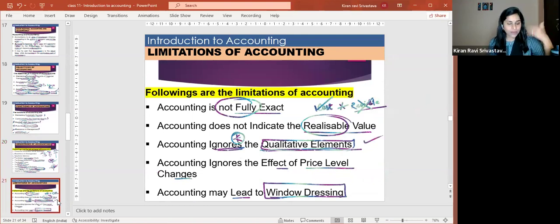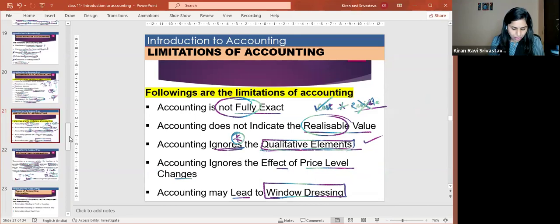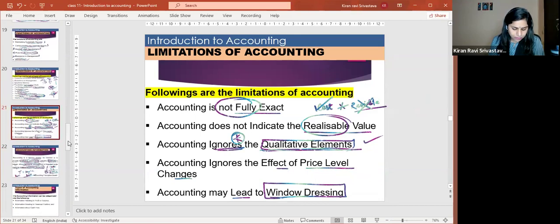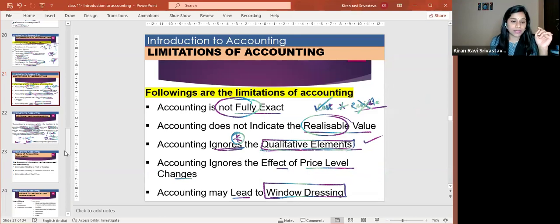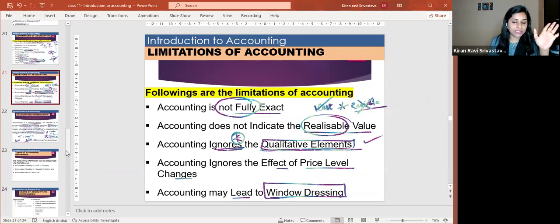And when we will be doing accounting principles, there is one principle which says... there are various principles of accounting. There are 14 principles of accounting, and one of the principles says that only monetary transactions can be recorded. Non-monetary transactions cannot be recorded. Okay.